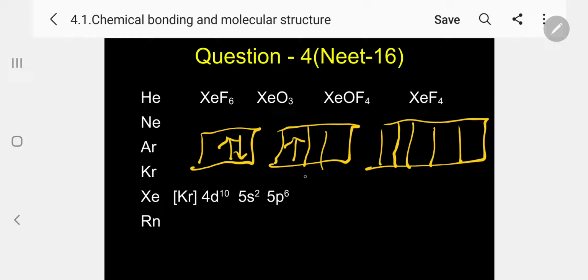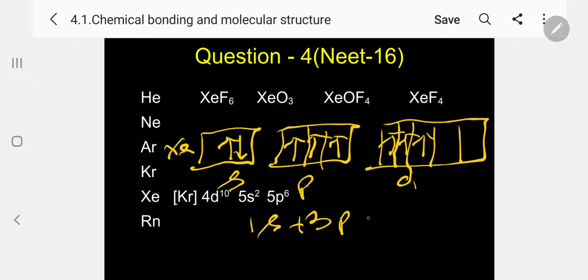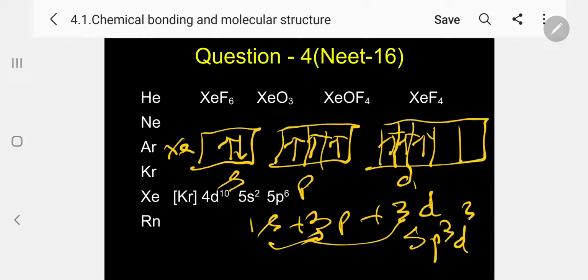S2, pi S2, 5p3. Kindly follow. So now what is the hybridization? Now we can predict easily. This is xenon ground and excited state. S, P and D. So 1 s, 3 p plus 3 d are involved in hybridization. 1 plus 3, 4, 4 plus 3, 7. So sp3d3. Actually this hybridization is sp3d3.